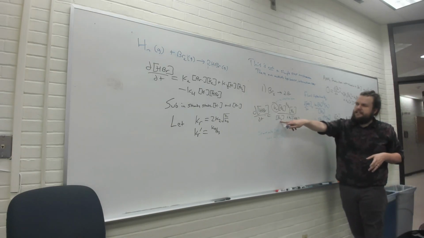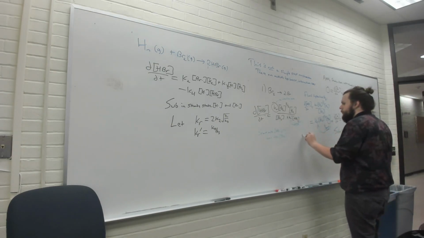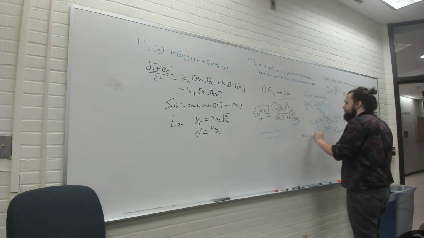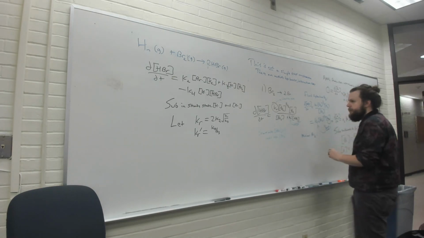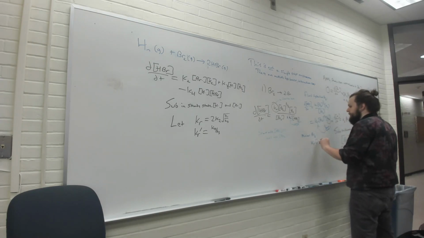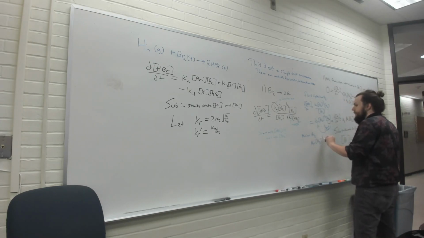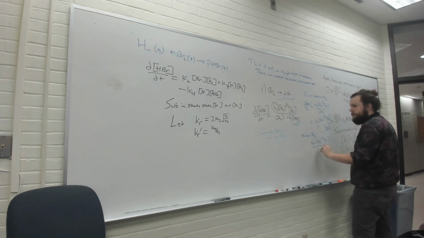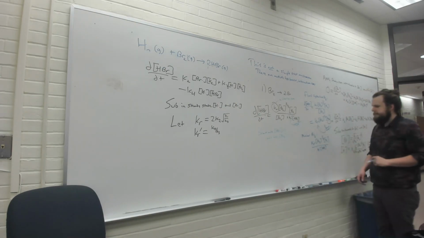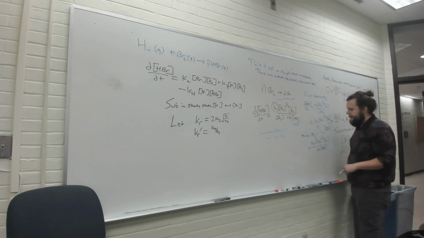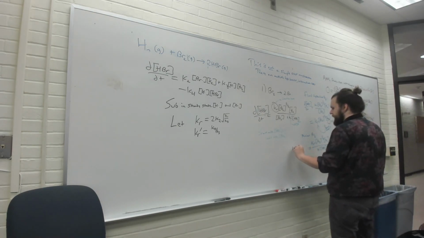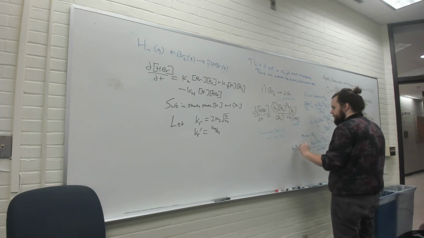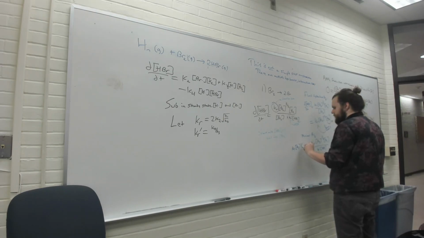Likewise, if you do it where you have minimal Br2, you're left with kr Br2 3/2 times H2. This term's big, this term's small. So we're left with kr prime HBr. And this kind of looks like kr Br2 times an equilibrium constant.